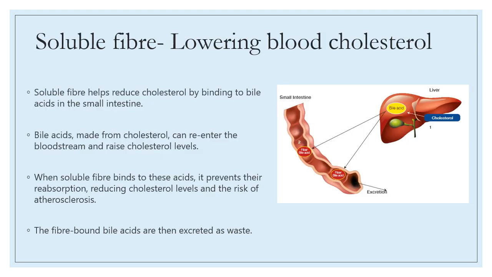So soluble fibre lowers blood cholesterol. Soluble fibre helps reduce our cholesterol by binding to the bile acids in the small intestines. Bile acids, which are made from cholesterol, come from our liver. They enter the bloodstream and raise our cholesterol levels. When these bile acids bind with soluble fibre in our small intestines, they prevent their reabsorption back into the capillaries and blood vessels, reducing the cholesterol and their risk for atherosclerosis, which is involved in cardiovascular disease.